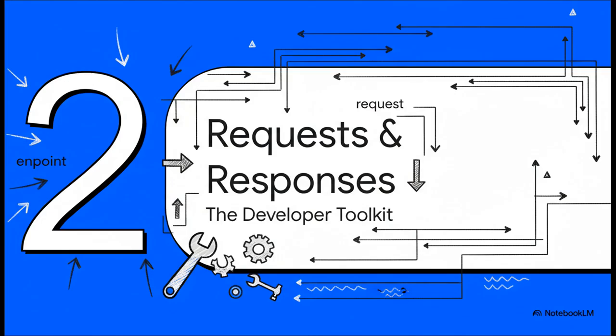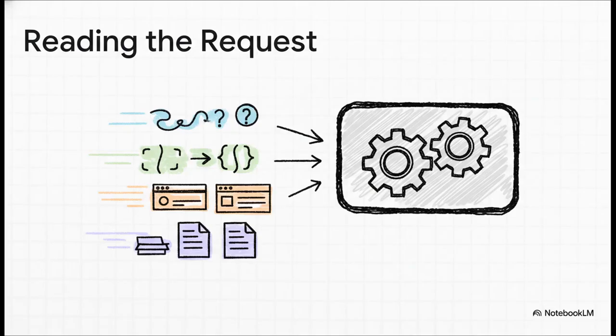What can you actually do with it? Let's take a look at the toolkit you get for handling requests and crafting your own responses. A route handler gives you full access to any incoming request. You can easily pull out query parameters from the URL, you can read a JSON body from a POST request, you can handle good old-fashioned form data, or you can dig into any of the headers. It's built to handle literally any kind of data you can throw at it.